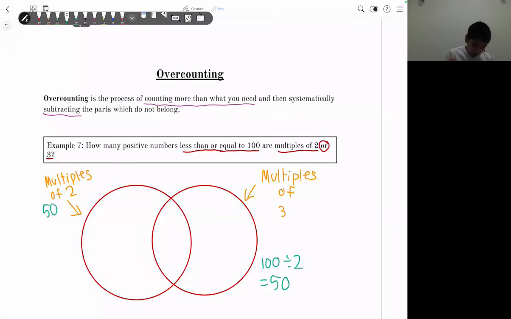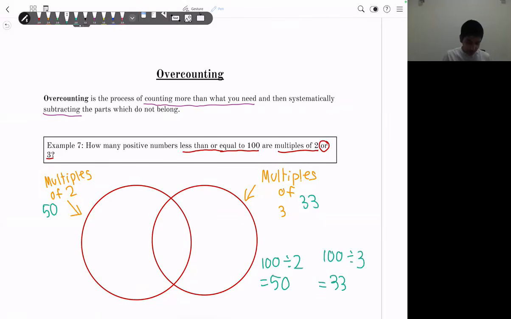Now we find the number of multiples of 3. This would just be 100 divided by 3, which is 33 with a remainder of 1, but we don't care about the remainder because we're looking for integer multiples. So the remainder we can completely ignore. It does not matter at all. So there are 50 multiples of 2, and there are 33 multiples of 3.